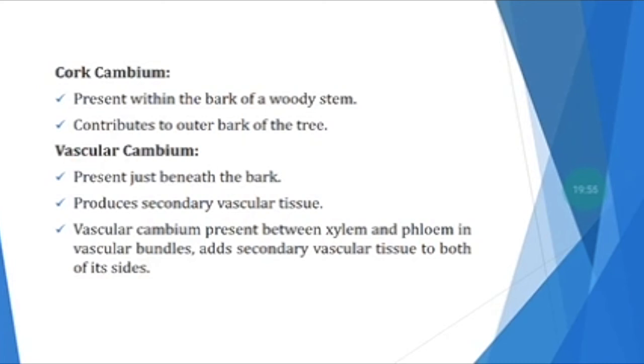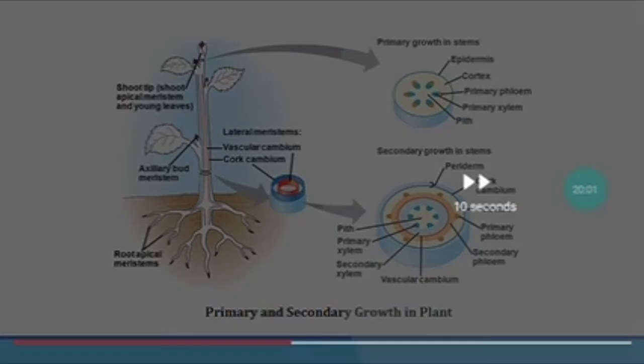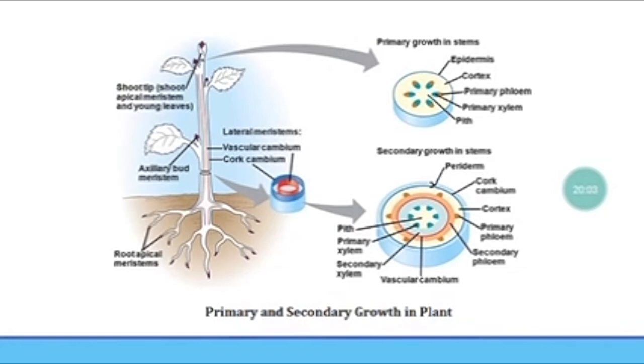The vascular cambium is present between xylem and phloem in the vascular bundles, forming secondary vascular tissue on both sides. This we can observe in the secondary growth of the stem. In secondary growth in the stem there is a vascular cambium, and also the cork cambium. These are lateral meristems, and the shoot tips.